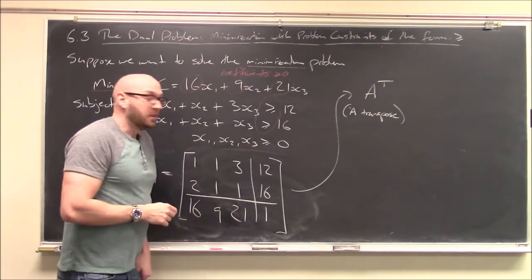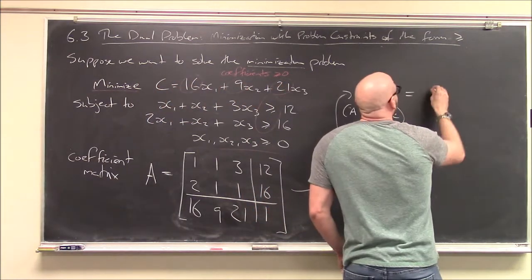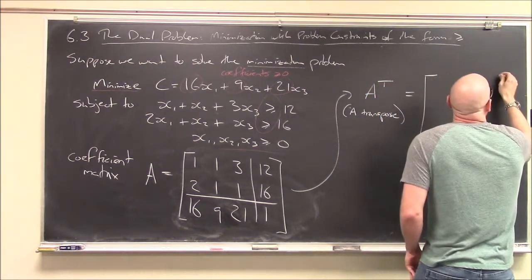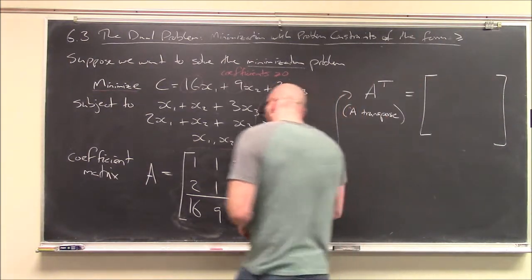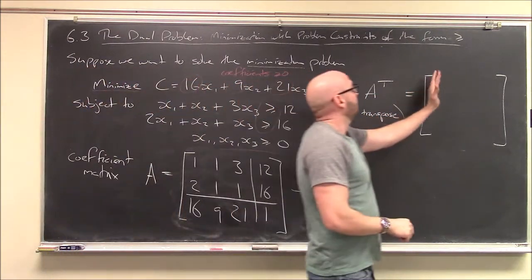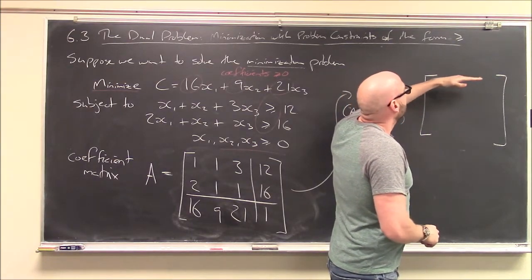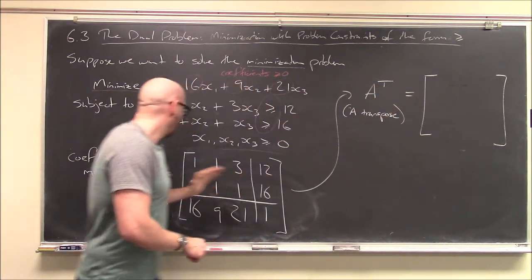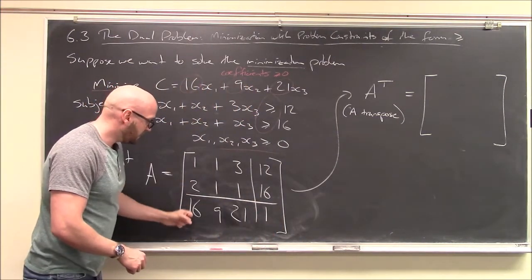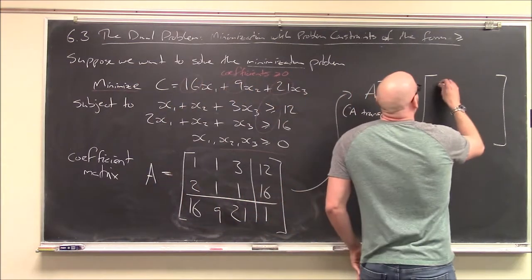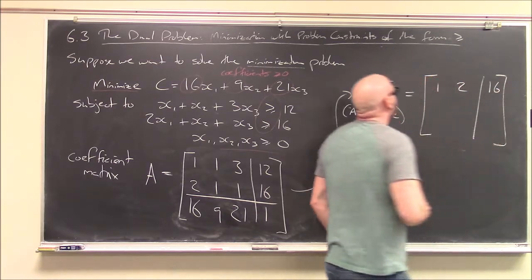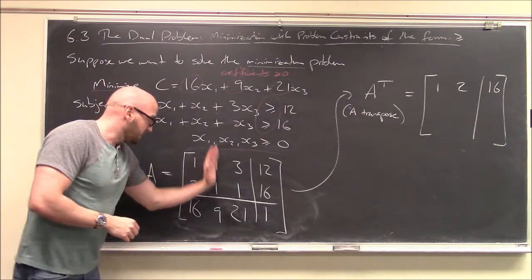And forming the transpose of a matrix is actually really easy. All you have to do is interchange your rows and columns. So what do I mean by that? A transpose, the first row, we'll go rows. The first row of A transpose is going to be the first column of A. So the first column of A is 1, 2, 16. That's going to become my first row of A transpose. So 1, 2, 16. Second row of A transpose is the second column of A.